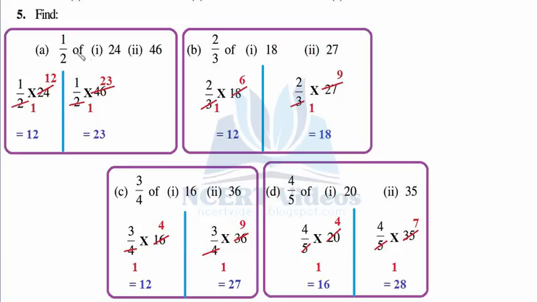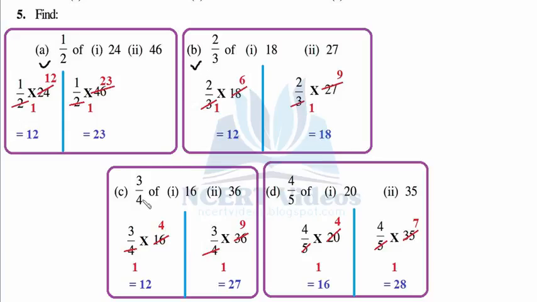is 12. Here half of 46. Now 1 2 is a 2, 2 2s are 4, and 2 3s are 6, 23 into 1 is 23. This is your A part. 2 by 3 of 18, multiplication with 18, 1 3 is a 3, and 6 3s are 18. Now multiplication with 2 gives you 12. Now here 1 3 is a 3, and 9 3s are 27. Multiplication with 2 gives you 9 2s are 18. That was your B part.